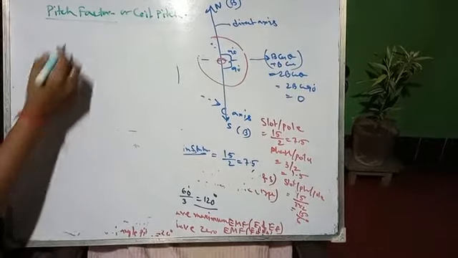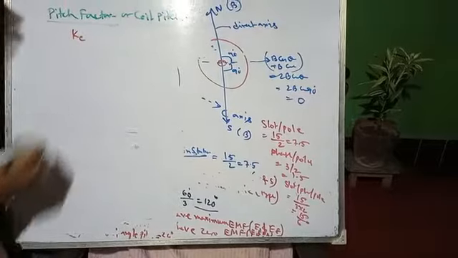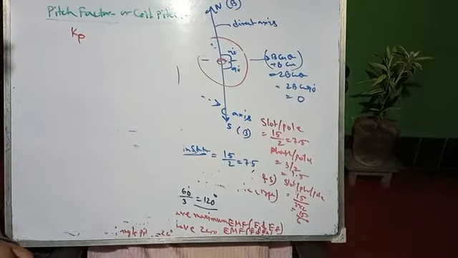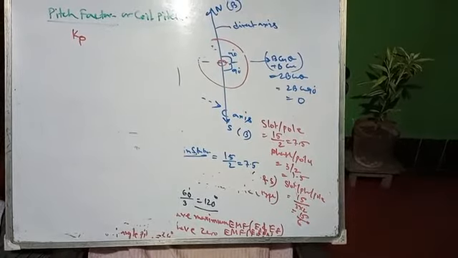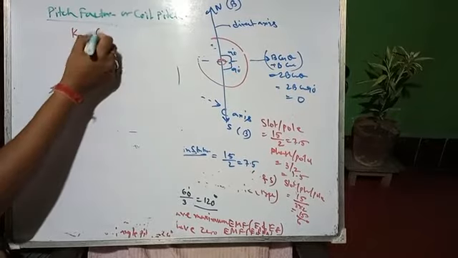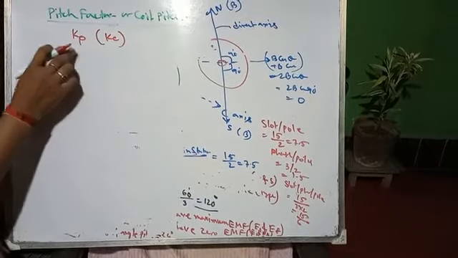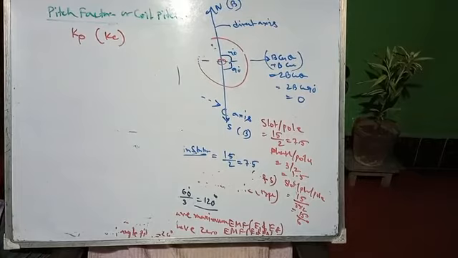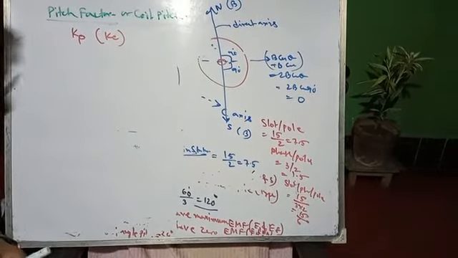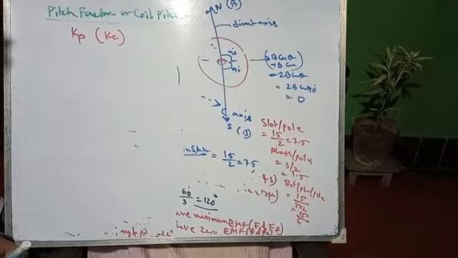Pitch factor can be expressed as Kp. It is also called the coil span factor, which can be represented by Kc. Sometimes it is represented by Kp and sometimes by Kc, and it is always less than unity.